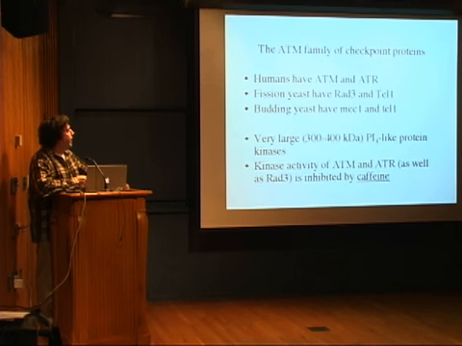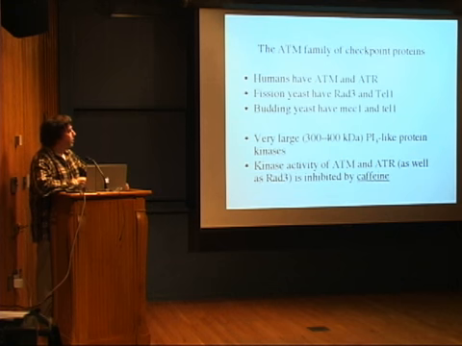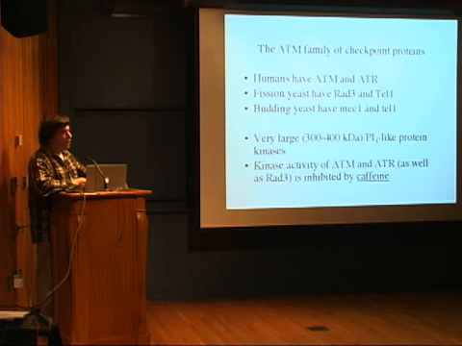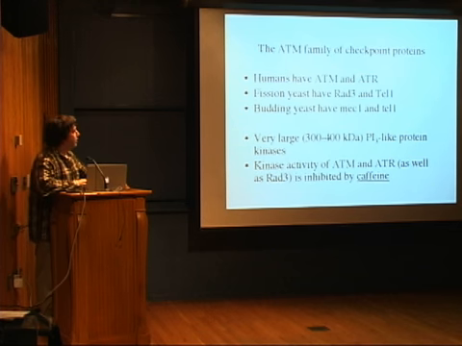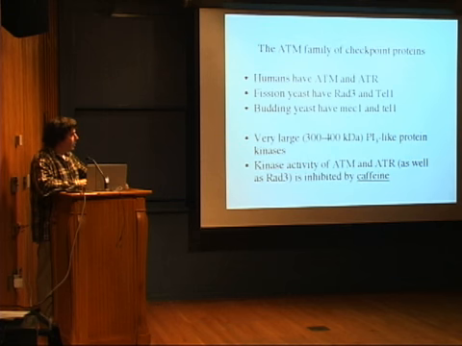So let's talk a little bit about ATM then. ATM is now a family of checkpoint proteins. Humans have two versions. They have ATM itself and a closely related protein called ATR. And both fission and budding yeast also have two versions of this protein. These proteins are very big, 300 to 400,000 Daltons. They are protein kinases. And importantly and interestingly, it has been shown in recent years that the kinase activity of these proteins is inhibited by caffeine.